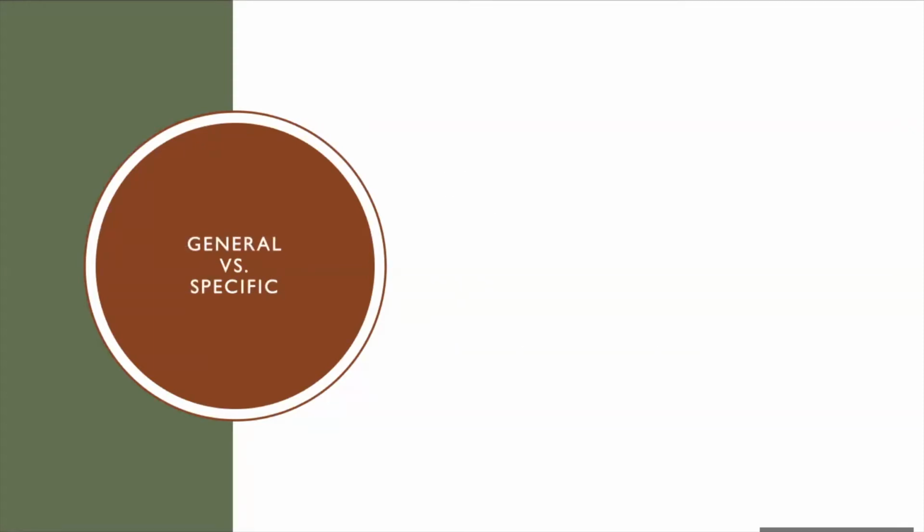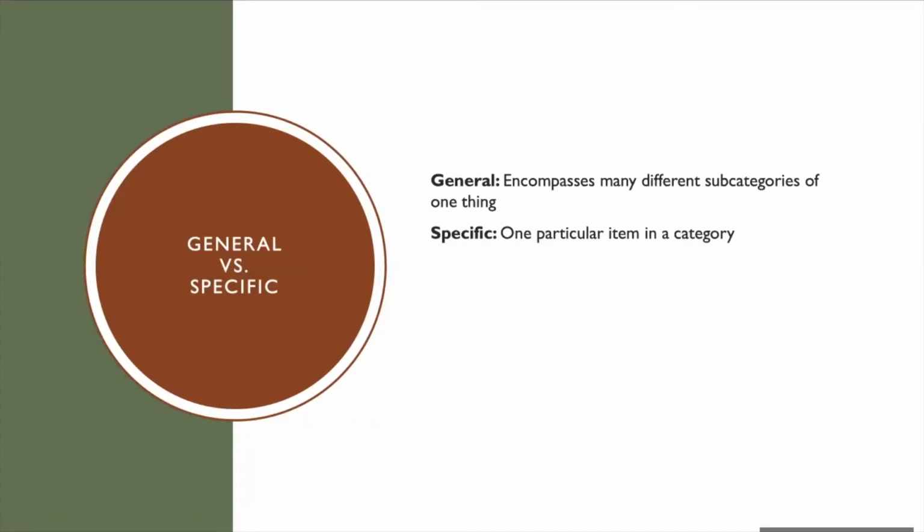General versus specific words. General words, like it says, encompass many different subcategories of one thing, where specific words point to a particular category. Okay, so for example, if I want to say general words like car, NBA teams, or food, that allows the reader to kind of picture in their own mind a specific car, a specific team, or specific food of their own choice.